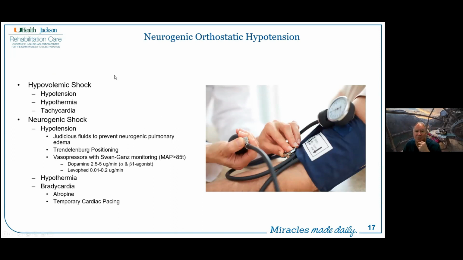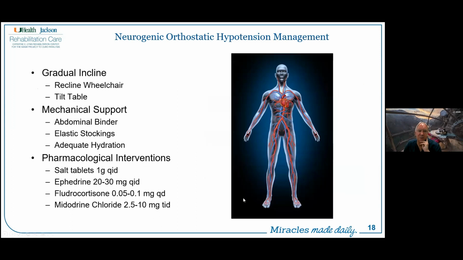Typically, we think about hypovolemic shock, in which you have a low blood pressure because of loss of blood volume, a relative hypothermia, and a tachycardia that is compensating for the low blood pressure. With neurogenic shock, on the other hand, because of the sympathetic blunting, your blood pressure drops, but you have a relative bradycardia because you don't have the sympathetic activation to compensate for the lower blood pressure. And so there are times when we have to actually implement cardiac pacing in the early stages of high spinal cord injury just to be able to maintain cardiac output.